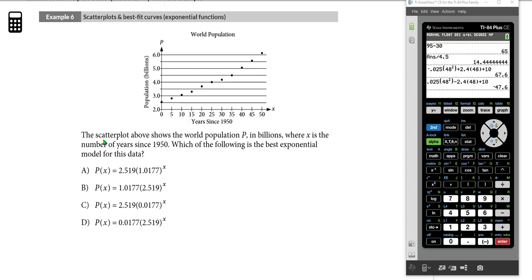So we've got a scatter plot that shows the world population P in billions, where X is the number of years since 1950. So this is 1950, 1955, 1960, so on and so forth. They want us to pick the best exponential model for this data.